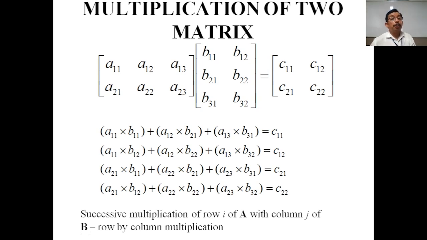Now, what is the procedure of multiplication? The first step is to check whether the multiplication is possible or not possible. If the multiplication is possible, what is the process? How to multiply the elements of the matrices? The main question is how to multiply the elements of the matrices.